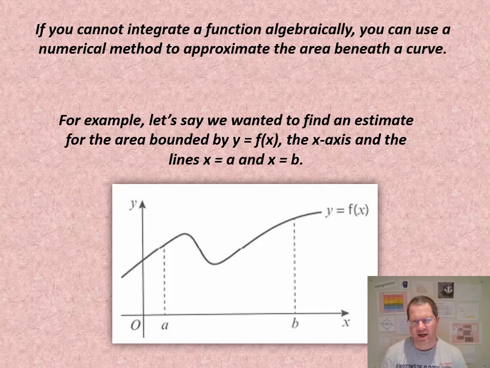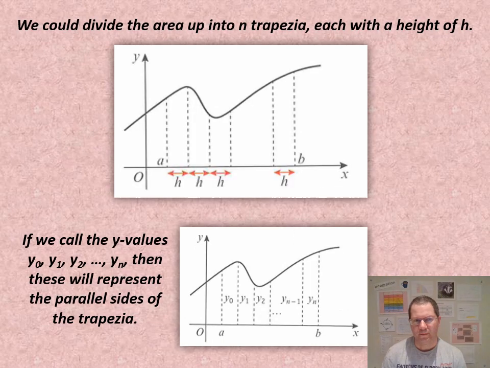For example, let's say we wanted to find an estimate for the area bounded by y equals f of x, the x-axis, and the lines x equals a and x equals b, as drawn in the diagram. So we could divide the area up into n trapezia, each with a height of h, although the heights are horizontal. And then if we call the y values y0, y1, y2, all the way up to yn, then these will represent the parallel sides of the trapezia.